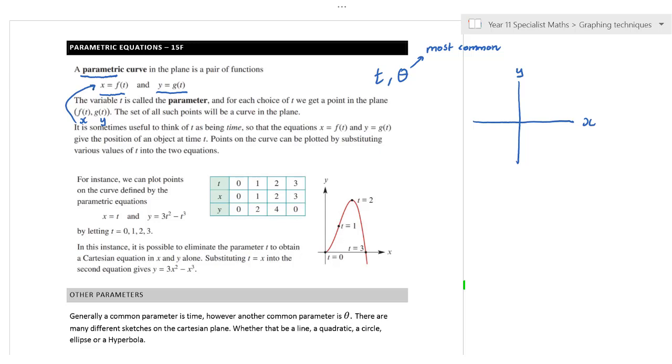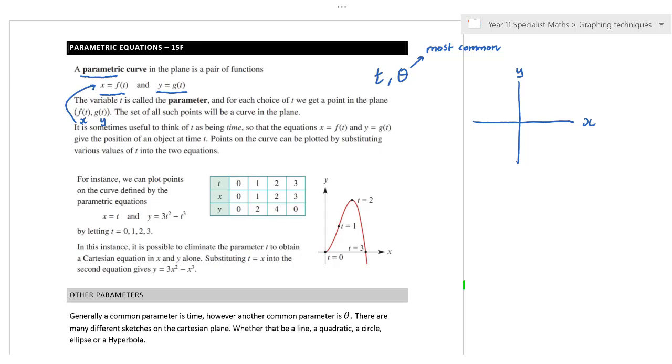Because they are both functions of t, we can find a relationship between those two values. For example, we can solve for t or substitute t into one equation and then find the other. You can have all sorts of things: circles, ellipses, hyperbolas, quadratics, or a straight line.